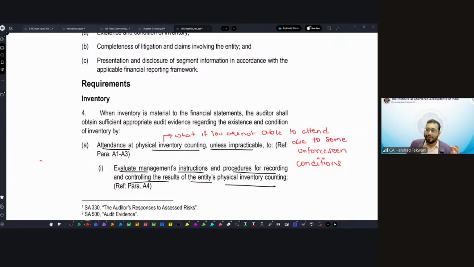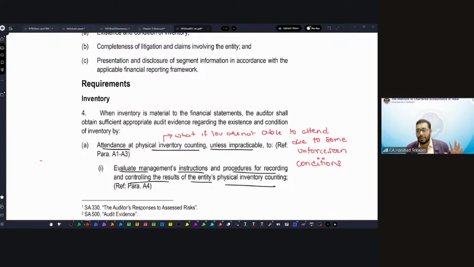Simple example, inventory is lying in an area which is sealed by military because there's a war going on. Like inventory is lying near the border. There was a bridge being constructed near the border, so there is some warehouse over there of a company. Now there is a war going on, some firing happening, a ceasefire breach, and that particular area is sealed by military. You cannot go. Even if you put all your money, still you cannot go and do a verification. So that is impracticable. But I'm talking about other than this, unforeseen conditions.